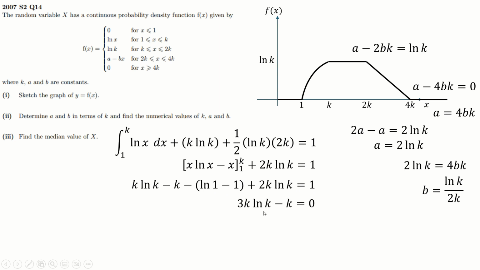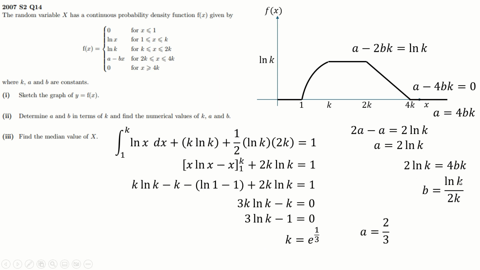If we divide everything by k, because k can't be 0, because then this statement wouldn't make any sense, let's just divide by k. And then, of course, when we rearrange this, we get k as e to the power of a third. So that's the numerical value of k. And, of course, I can put that into here to find the value of a. So log of e to the third is just a third. So, therefore, a is 2/3.